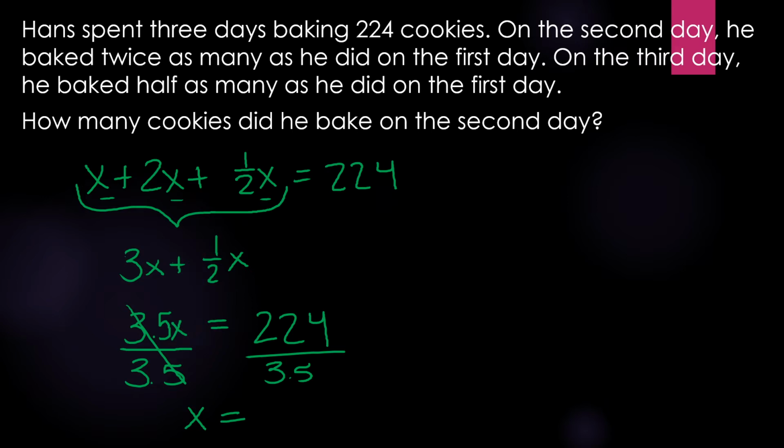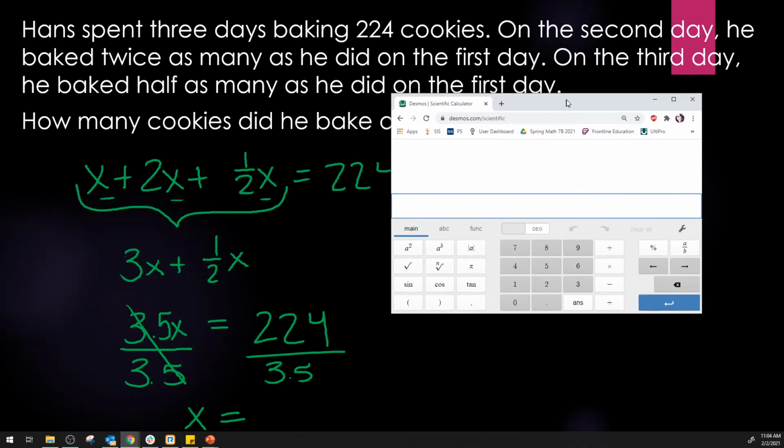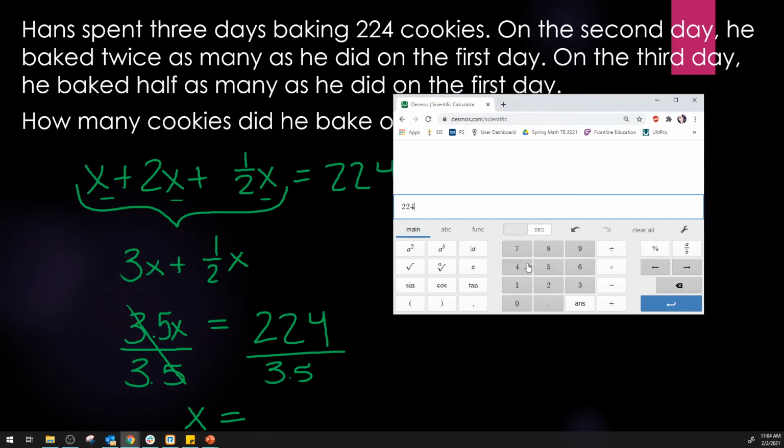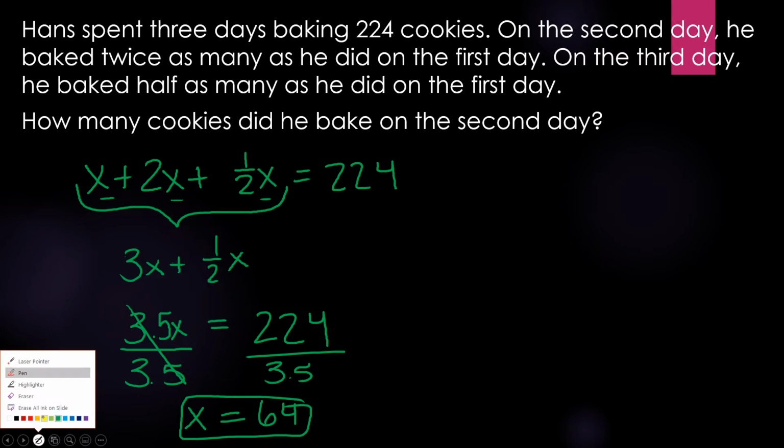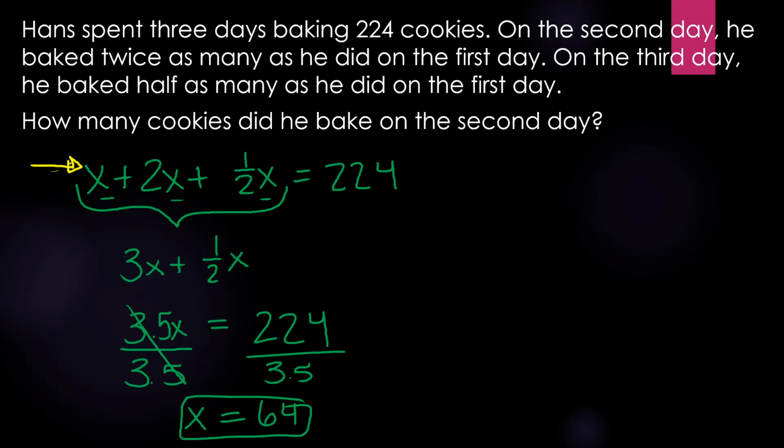And for this next part here, I am going to type this into Desmos, our calculator, just to help us to make sure we get the right number since we do have decimals. So I'm going to do 224, and I'm going to divide that by 3.5. And when I do that, I get 64. Okay, so this is where we have to be careful here. 64 represents X. And if I look up here and I think back to our equation, this X right here represents how many cookies he made on the first day. Remember? So we didn't know how many, we just knew he baked some amount on the first day.